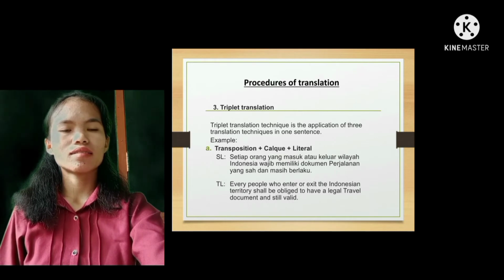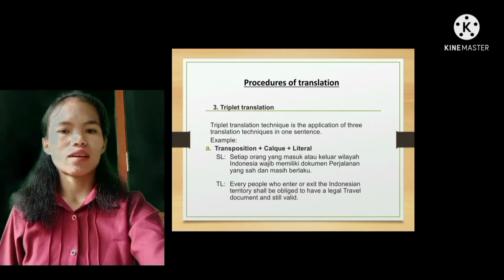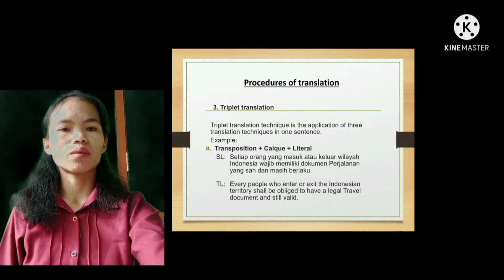And the next is triple translation. Triple translation technique is the application of three translation techniques in one sentence. For example, the combination of transposition and calque and literal translation. In source language, "setiap orang yang masuk atau keluar wilayah Indonesia wajib memiliki dokumen perjalanan yang sah dan masih berlaku." Translated into target language, every people who enter or exit the Indonesian territory shall be obligated to have a legal travel document and still valid.